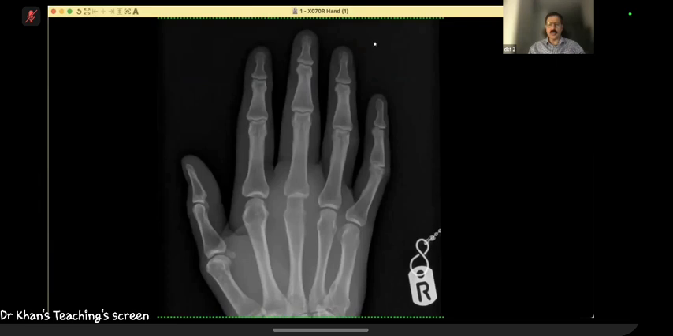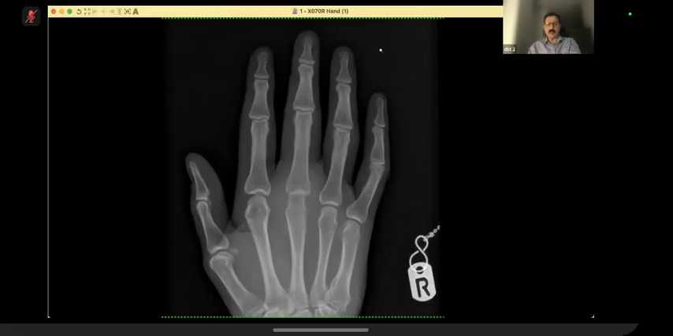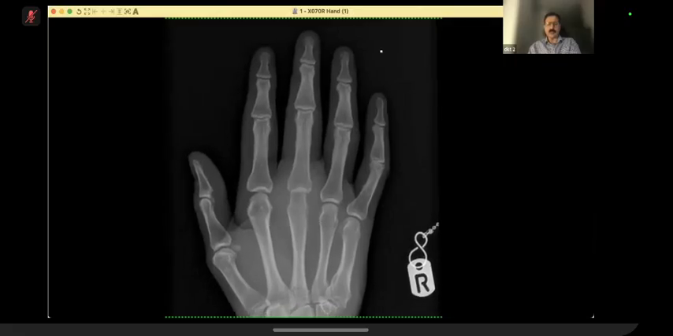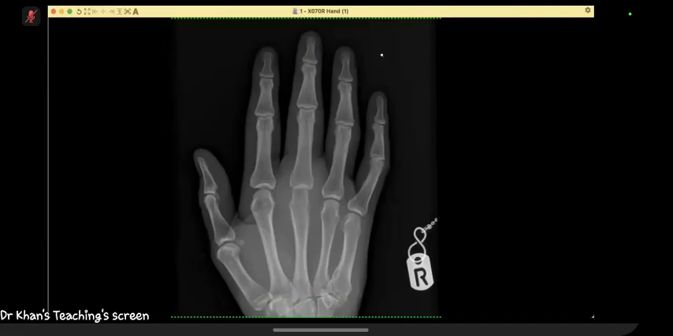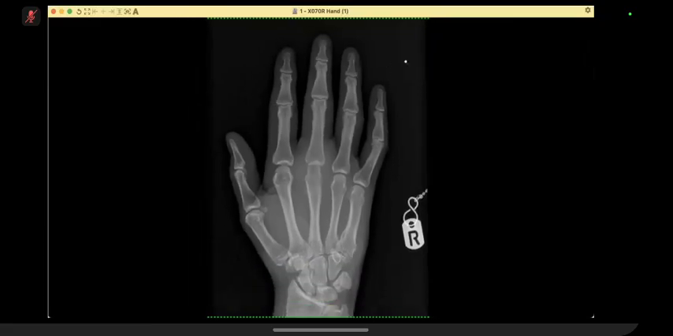What are you picking up? I think you were slightly distracted because of maybe the way it is projecting for you. You're talking about subperiosteal bone resorption, correct? Yes. So let me correct you. No, don't worry about that. Okay.